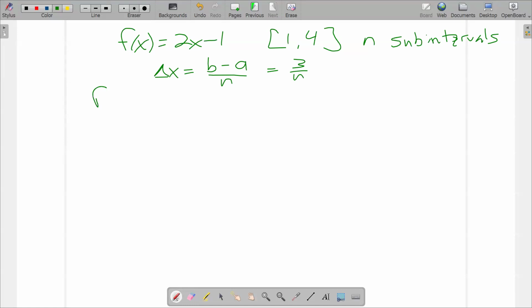Let's use right-hand endpoints to make it easier. So xi is going to be, starting with the left side, take delta x times i. So for us, that's going to be 1 plus 3 over n times i, which doesn't clean up much. I could say it's 1 plus 3i over n. And I don't think it's worth finding a common denominator.